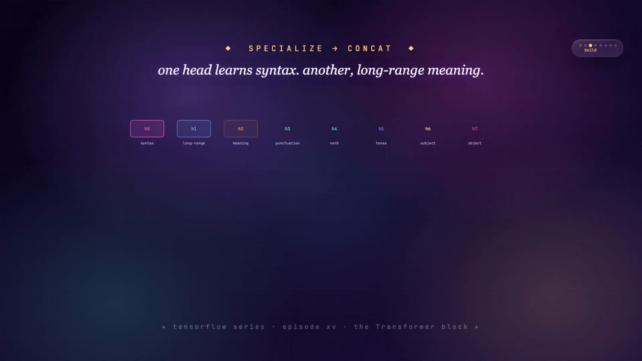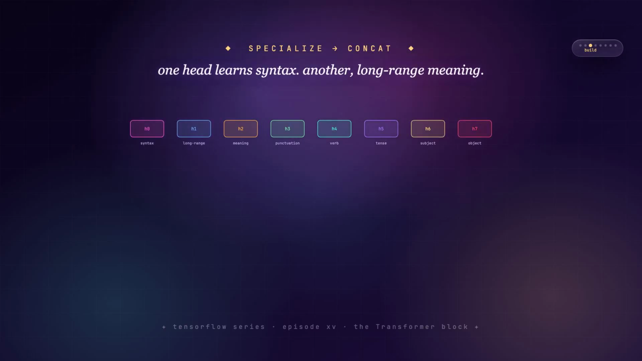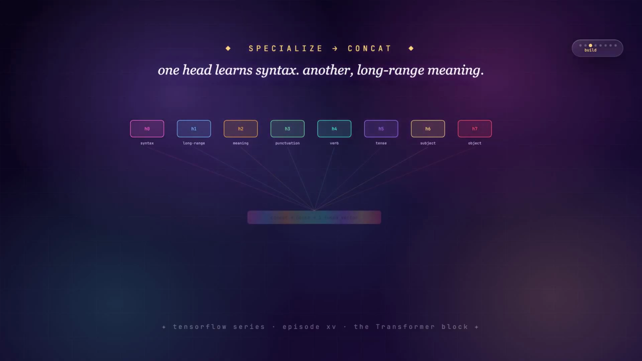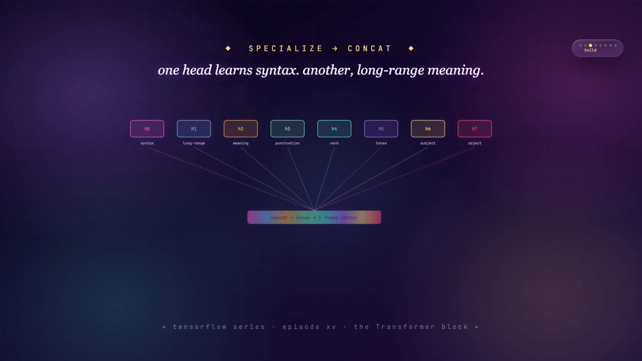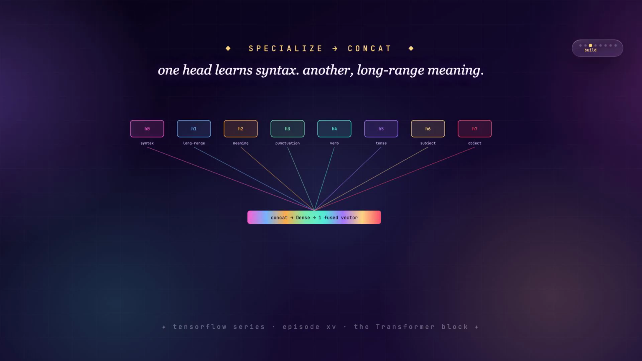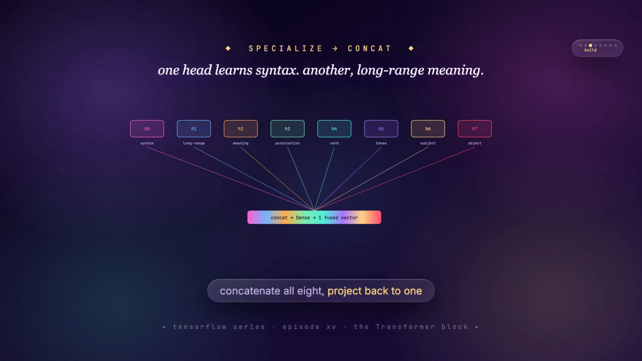And they specialize. One head might learn grammar, which verb belongs to which subject. Another tracks long-range meaning across the whole sentence. A third just locks onto punctuation. Each head produces its own output vector. We line them up, concatenate them, and project back down. So the next layer sees all 8 perspectives fused into one.